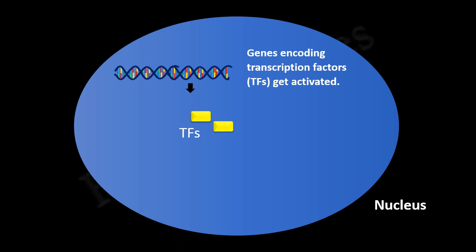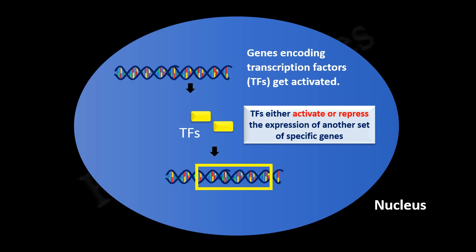Transcription factors are proteins that control the rate of transcription of genetic information. Now the question is, how? By regulating another set of genes. Transcription factors either activate or repress the expression of these specific genes. Here comes another question: what kind of genes are these? These genes are those whose products will either promote cell division or inhibit cell division. In other words, transcription factors regulate cell cycle genes.